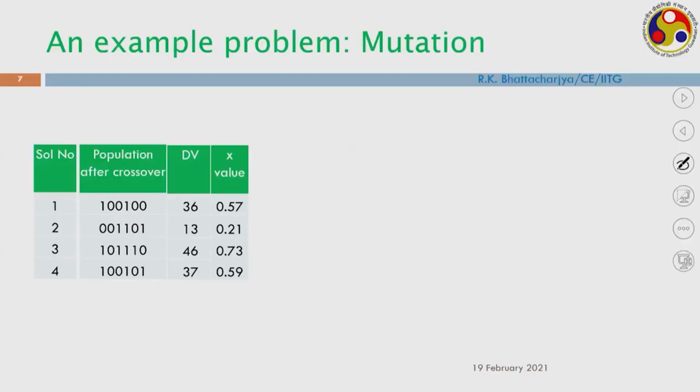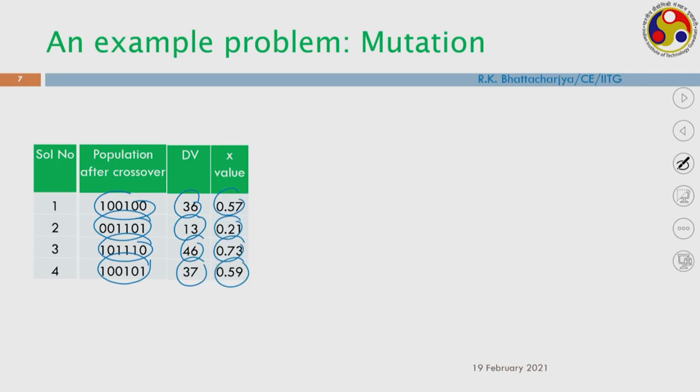Now, this is the population after crossover. So, I got 4 solutions. These are the 4 solutions after crossover, and this is the decoded value of this crossover, and this is the x value of this crossover, the real value of this crossover.